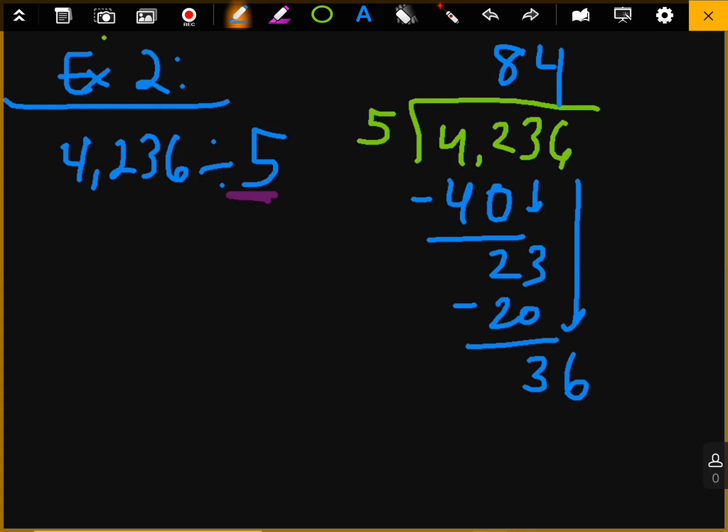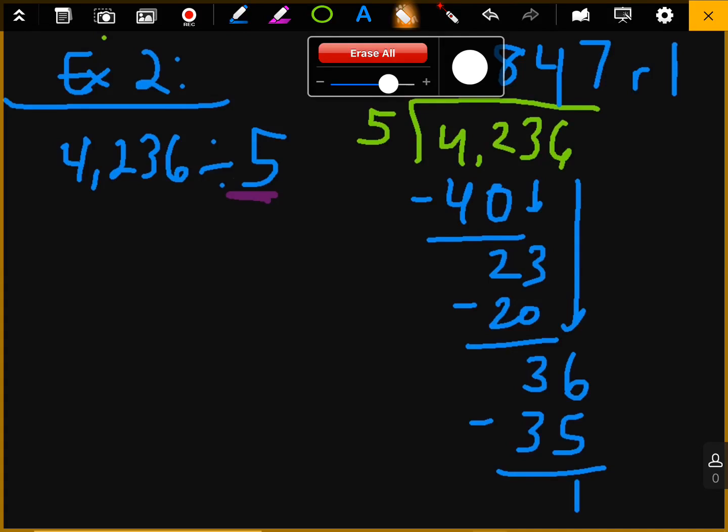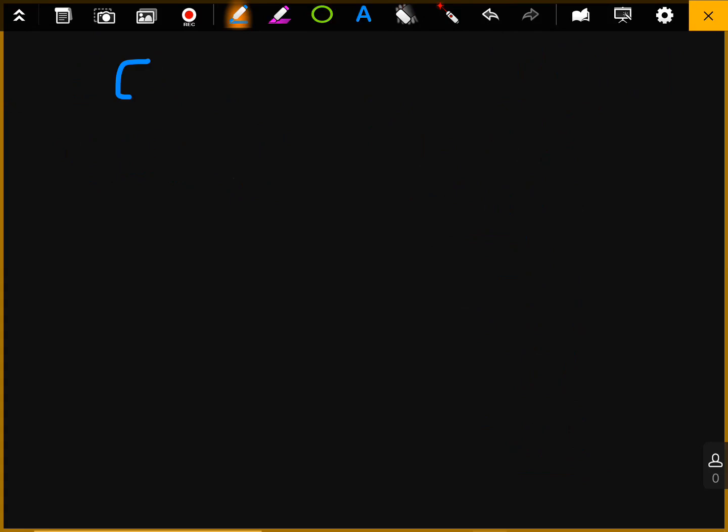So 5 goes into 36 7 times. 5 times 7 is 35. You got 1 left over. There's nothing else to bring down. So what do we do with this 1? Well, that 1 is our remainder. It's the number that's remaining from the problem. So we put remainder 1 because 5 can't go into 1. Okay, let's go ahead and do the last example, example number 3.